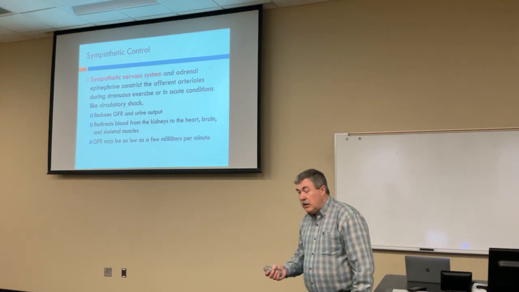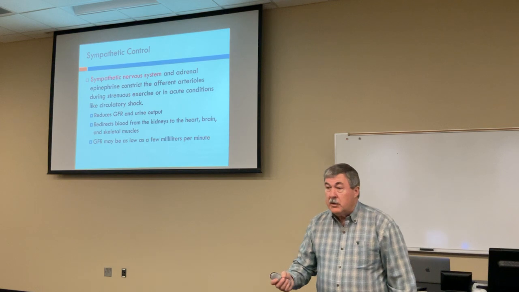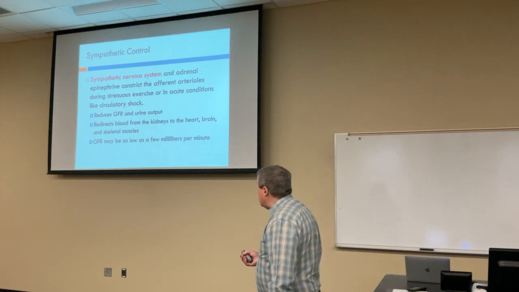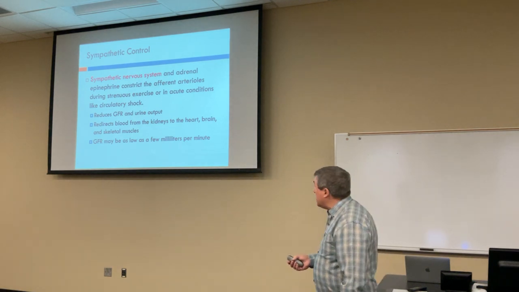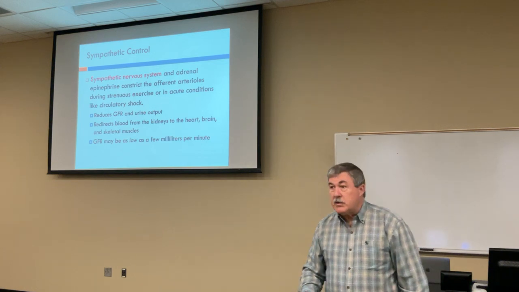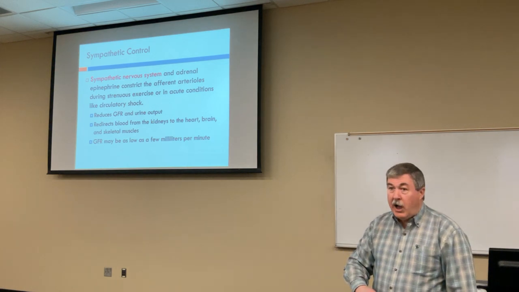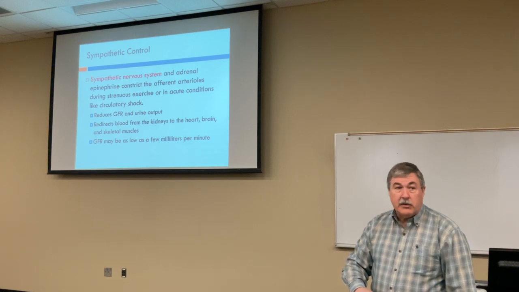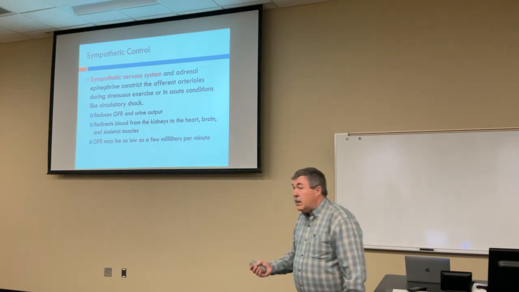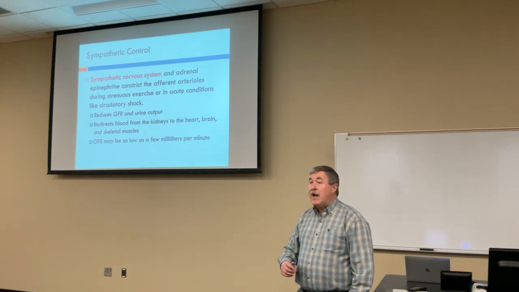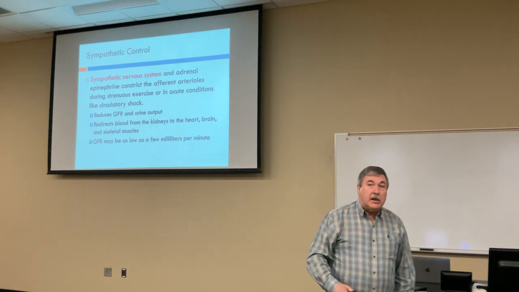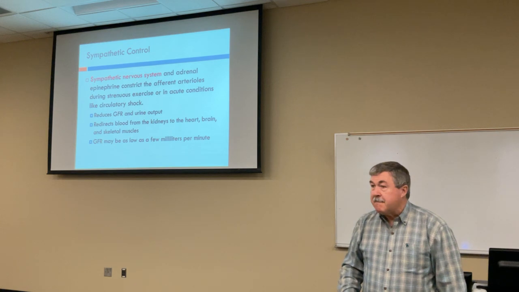That causes contraction, so that reduces blood flow to the nephrons. And that's going to decrease GFR, and that's going to decrease urine output. Okay? So during strenuous exercise, or if someone is in shock because their blood pressure falls to dangerous levels, sympathetic stimulation increases and GFR decreases drastically. GFR may be as low as just a few milliliters per minute, okay?